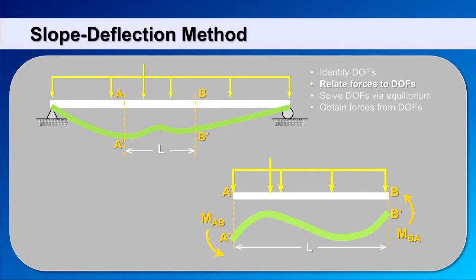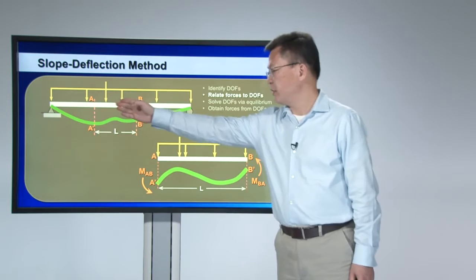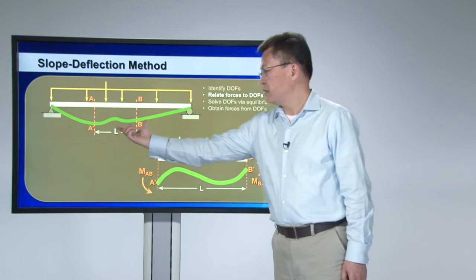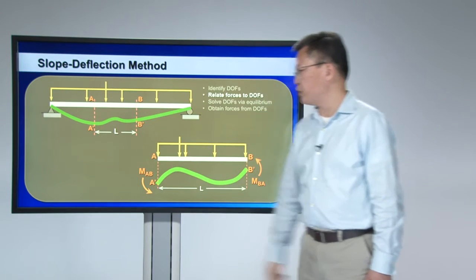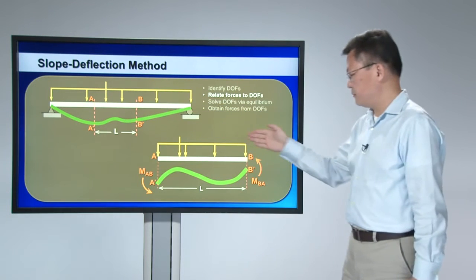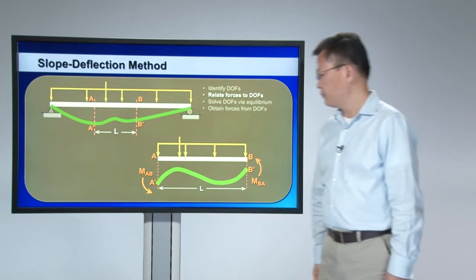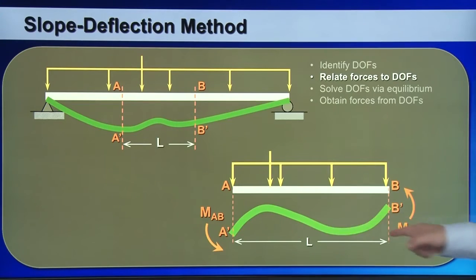Next, I will show you how you can relate forces to degrees of freedom. So take this structure as an example. Take a segment out of the structure. This structure is subjected to external loads, and the structure is going to deform. The length of the segment is L.